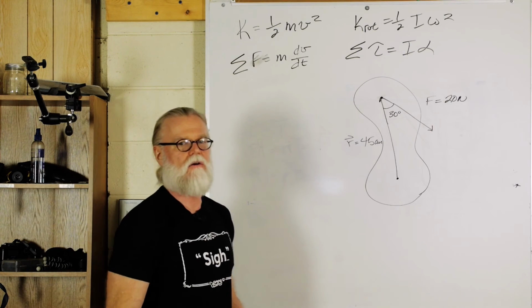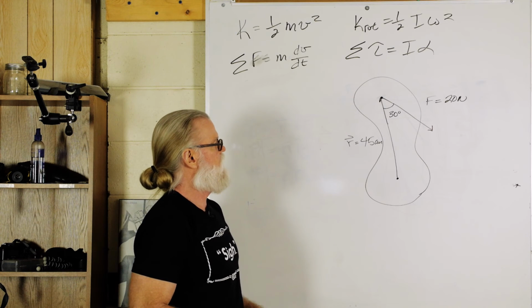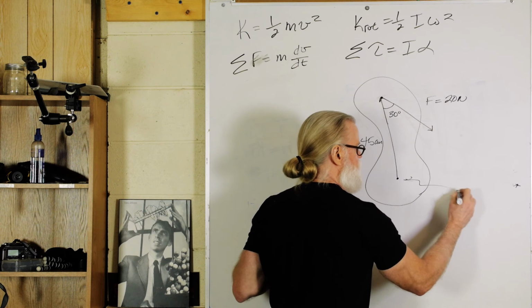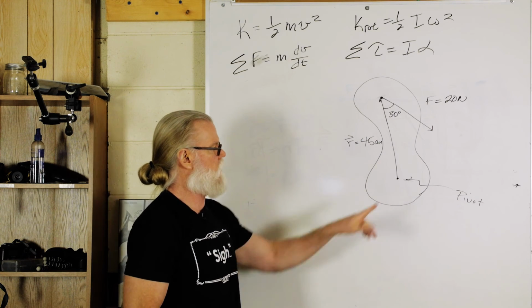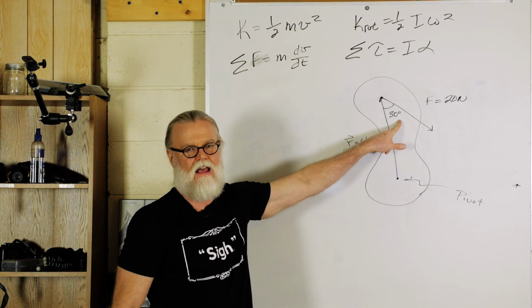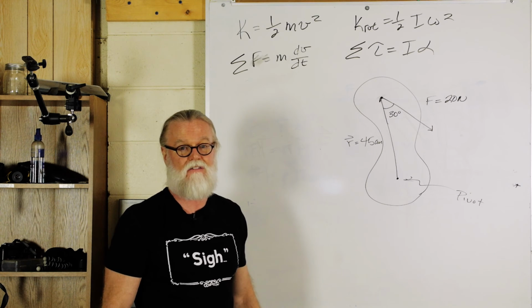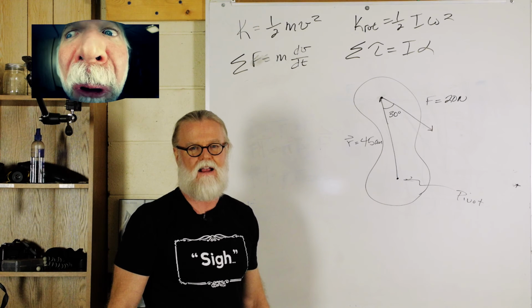All right, so here we go. We got our object, and here is the pivot point. We want to know the amount of torque around the pivot point if I apply a force of 20 newtons at an angle of 30 degrees, and it's a distance of 45 centimeters from the pivot point. Why don't you give that a try? Pause the video now.